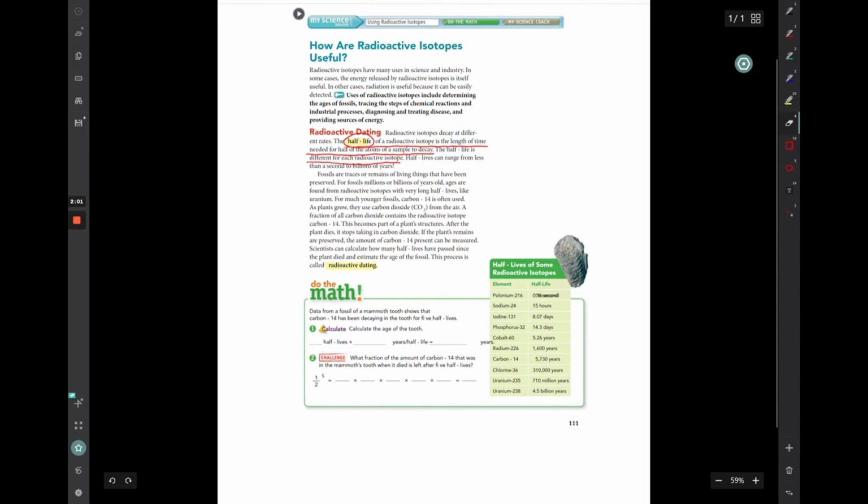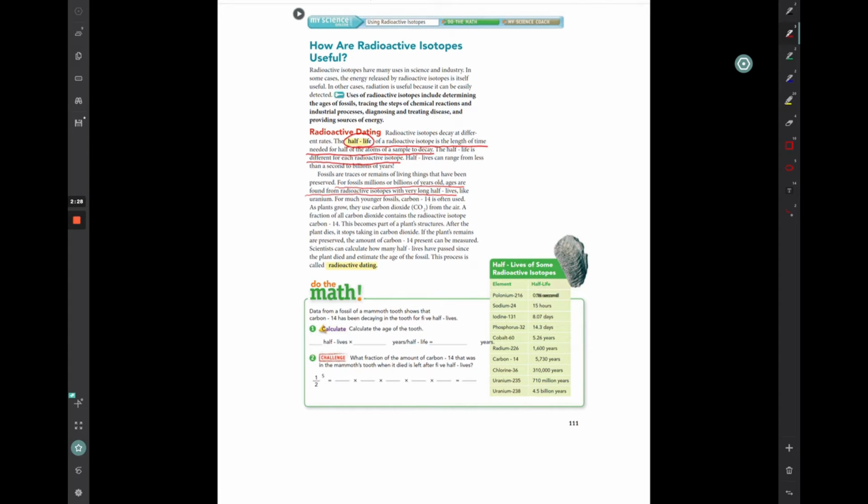And then it would take another 710 million years for another half of those to decay over time. So what scientists can do then is that they can look at fossils. And as they look at those fossils, for the ones that are millions of years old or even billions of years old, they can see how much of these elements are left in them. And since they know how long it takes for half of them to decay, they can work backwards and see how old the fossil is.